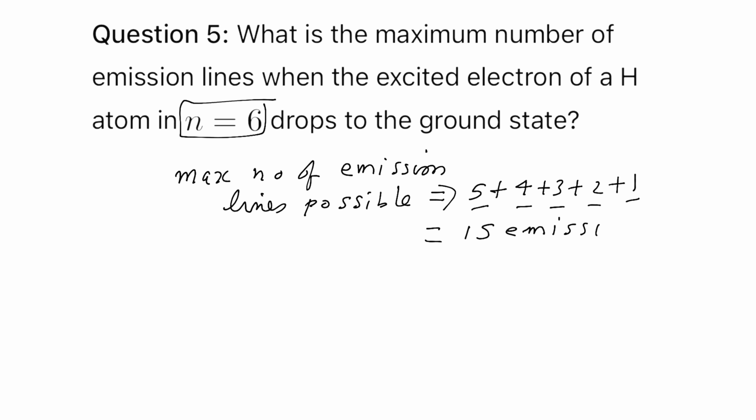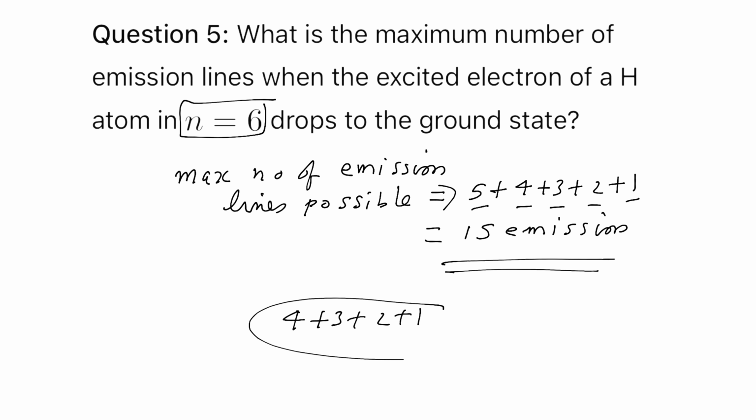Understand? Now, if the question was how many emissions are possible when the excited electron of a hydrogen atom is n is equal to 5, then what do you have to do? Start from 4. 4 plus 3 plus 2 plus 1. Understand, right? Here it is starting from 6. So our calculation has to start from 5, n minus 1. If n is equal to 6, start from n minus 1, that is 5.